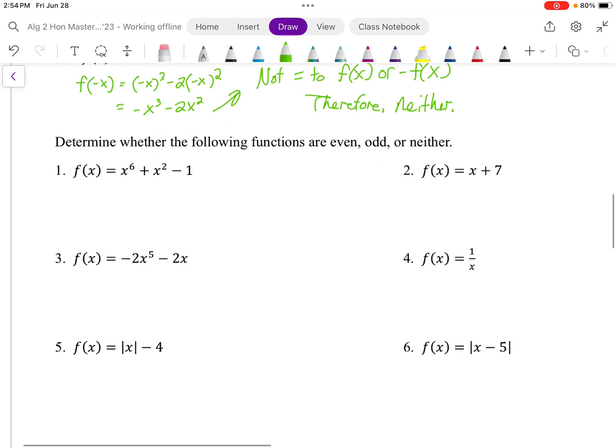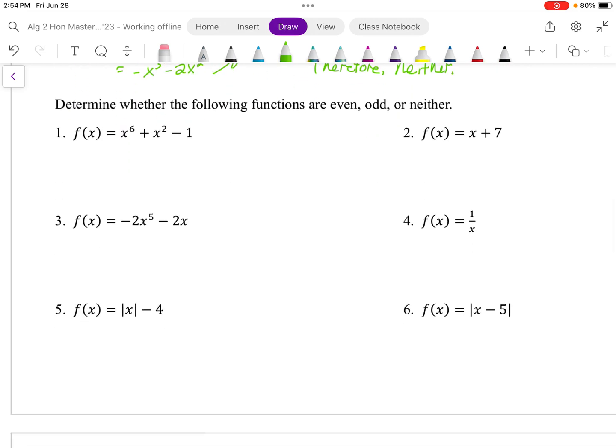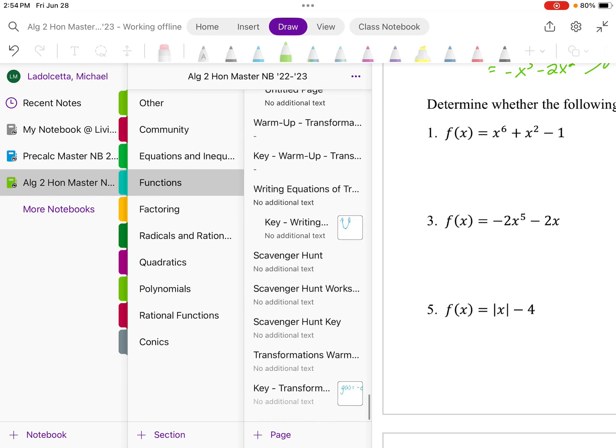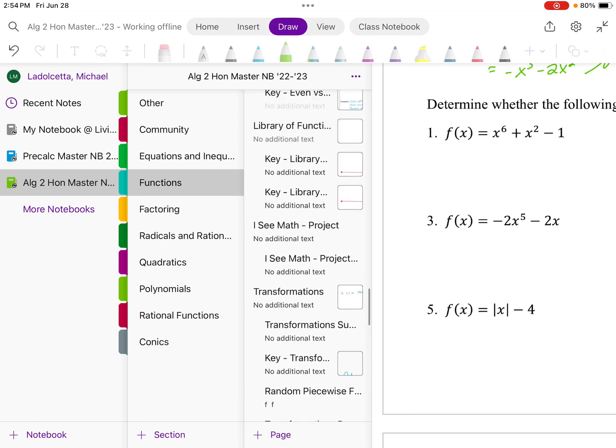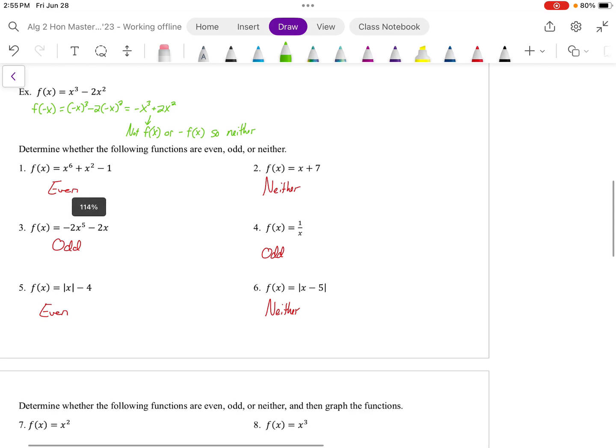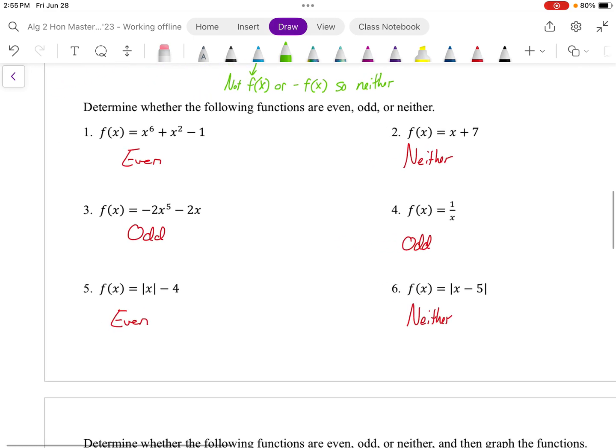Go ahead and try the examples below. You can pause the video, try the examples, and I'll project the answers to those in a few seconds. All right, and these are those 6 answers.